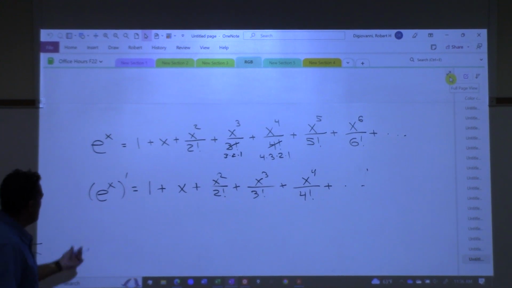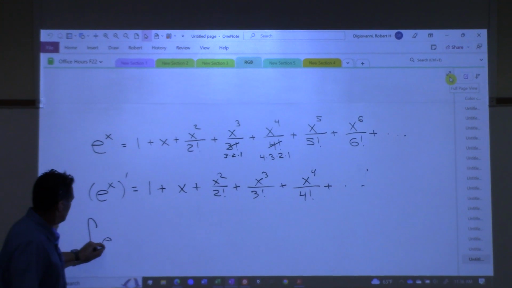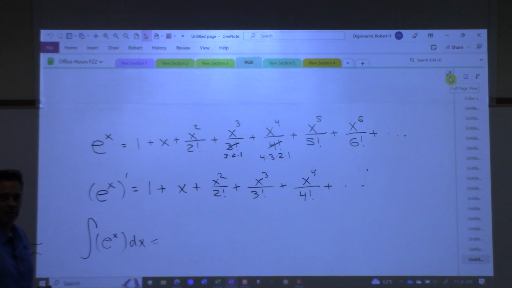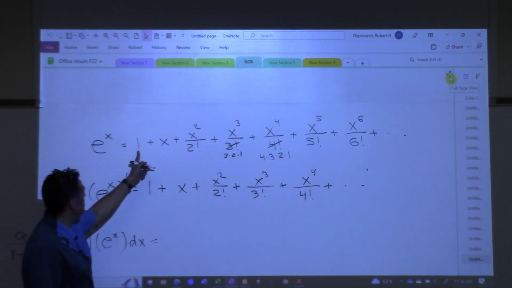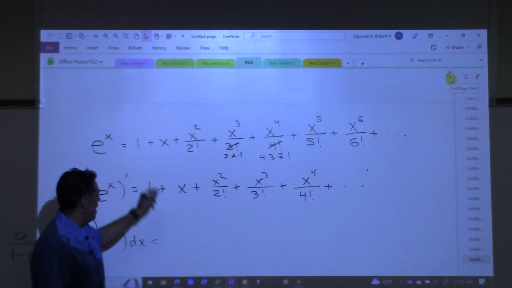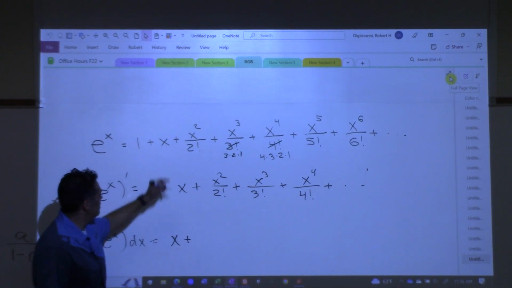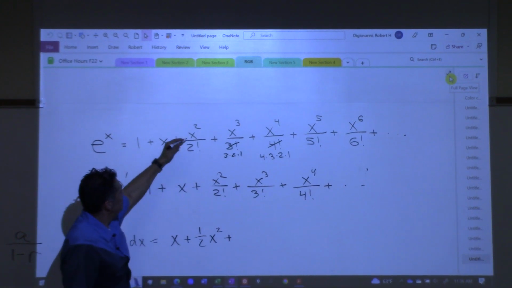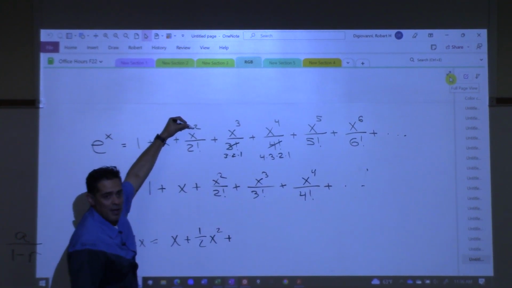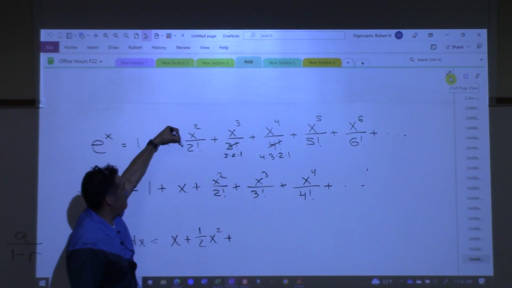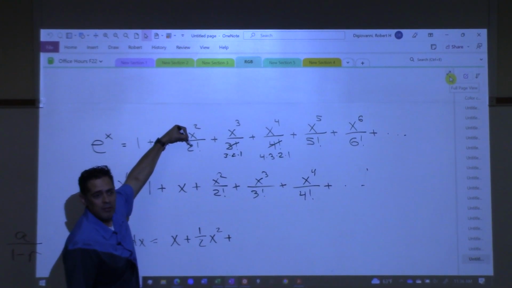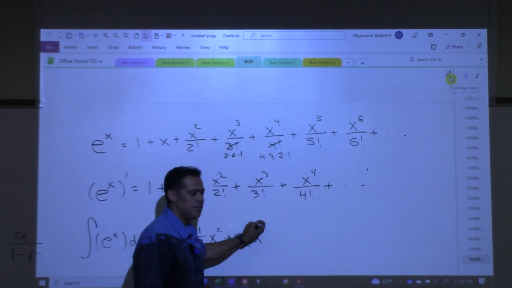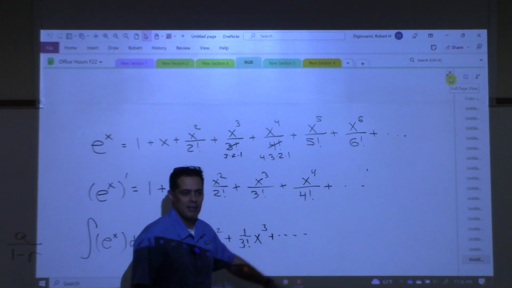Right? What if you wanted to integrate it? What's the antiderivative of e to the x? Yeah, it's e to the x plus c, right? So let's start taking the antiderivative. What's the antiderivative of 1? x, okay. What's the antiderivative of that? 1/2 x squared, right? What's the antiderivative of that? Well, you'll get an x cubed on top, and then you'll have to put a 1/3 in front, and then that 3 hits the 2 factorial and becomes a 3 factorial. So you get 1 over 3 factorial x cubed. Do you see how this is exactly the same thing?